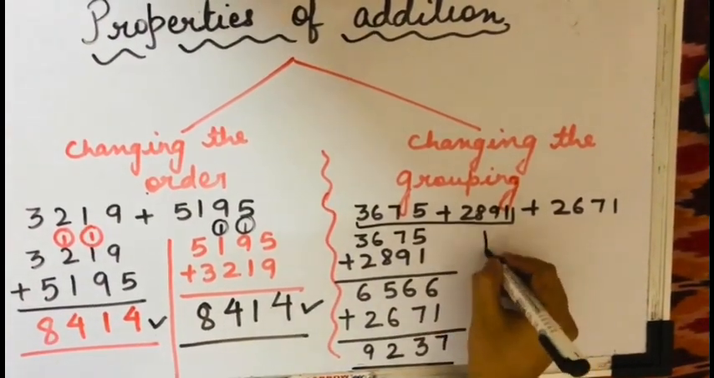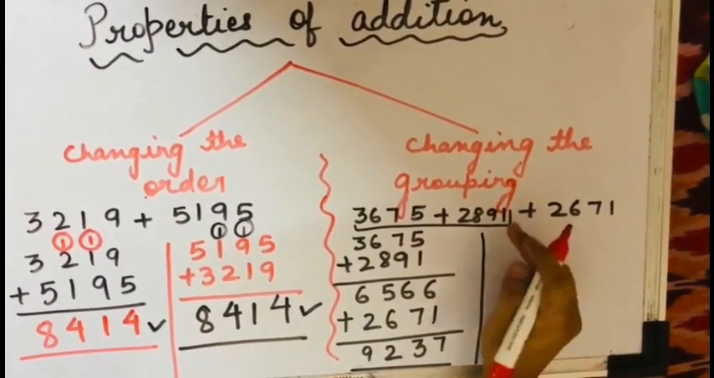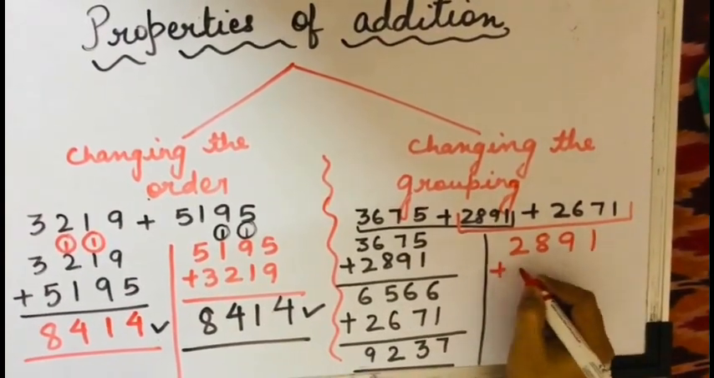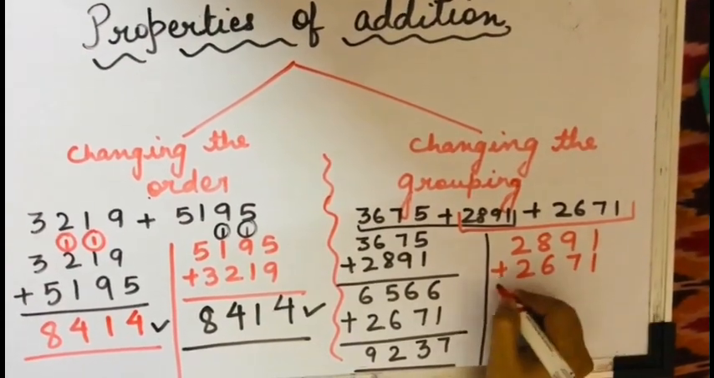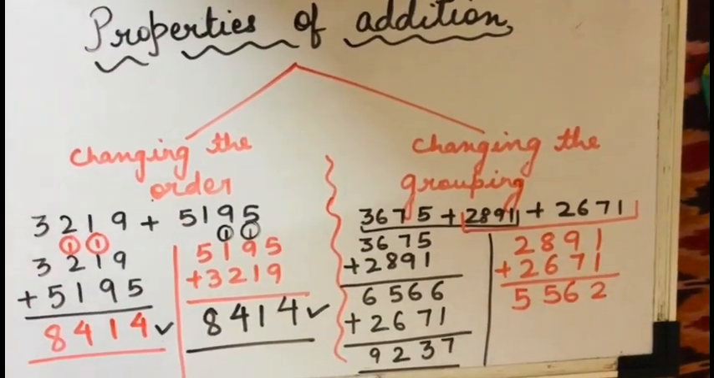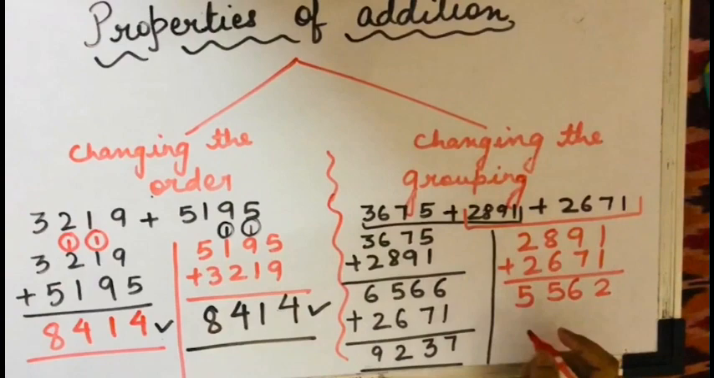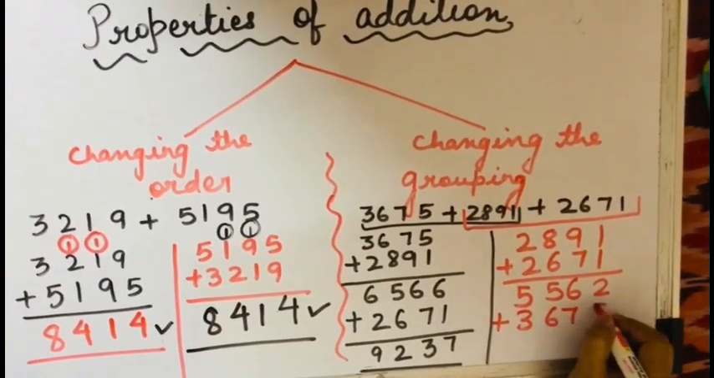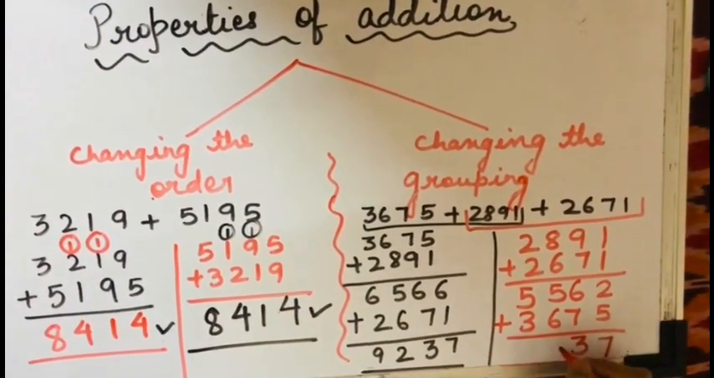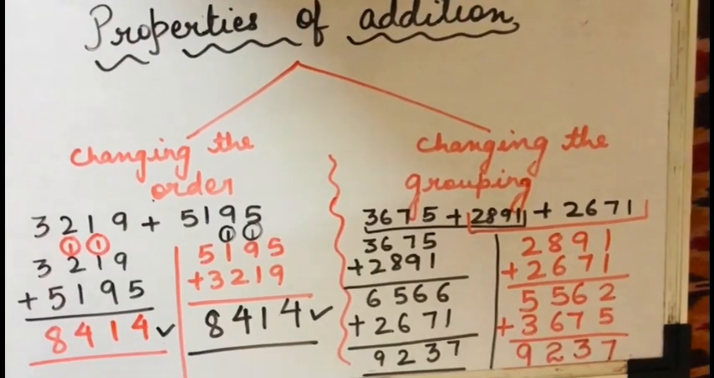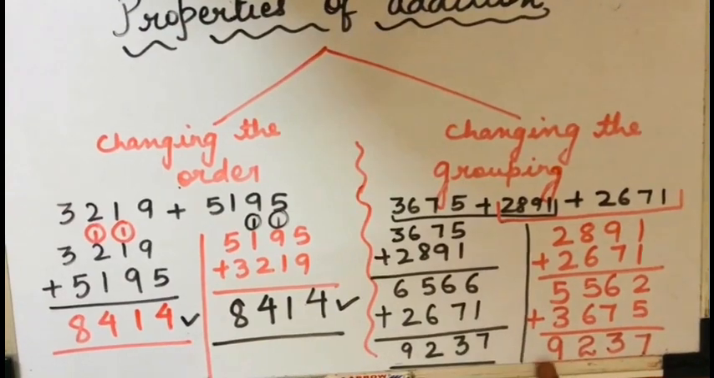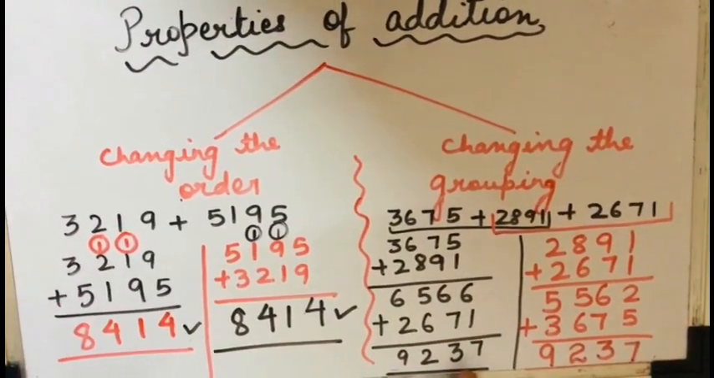Now let us change the grouping. Now first we will add these two numbers, 2891 plus 2671. We will get this as answer. After adding these two, this is left. Now we will add this 3675. Again, you can see the answer is same. So, if we change the grouping of the addends, the sum does not change. So, these two are the properties of addition.